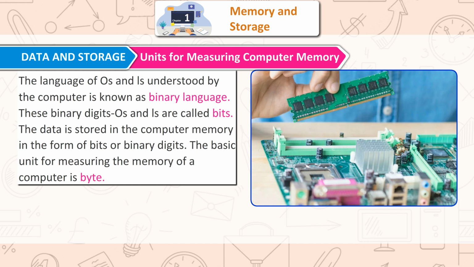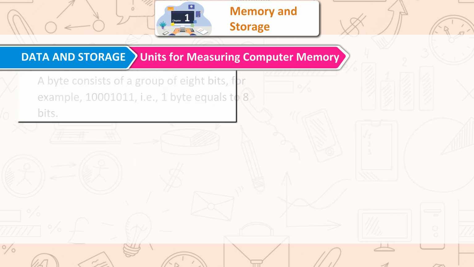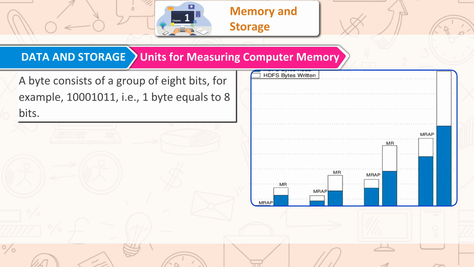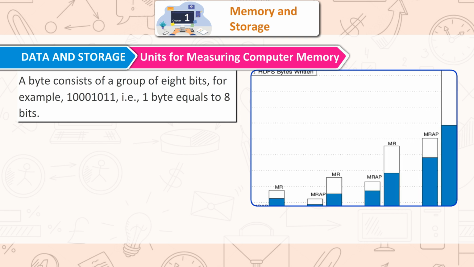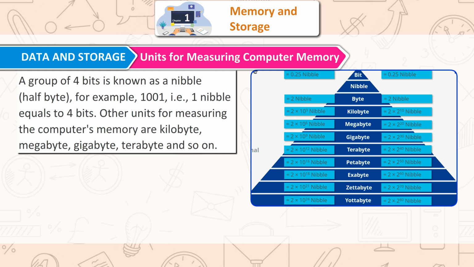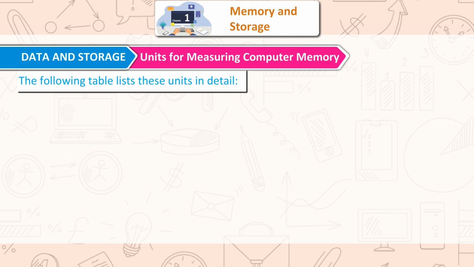The basic unit for measuring the memory of a computer is byte. A byte consists of a group of 8 bits. For example, 10001011. That is 1 byte equals 8 bits. A group of 4 bits is known as a nibble. That is a half byte. For example, 1001. That is 1 nibble equals 4 bits. Other units for measuring the computer's memory are kilobyte, megabyte, gigabyte, terabyte, and so on. The following table lists these units in detail.